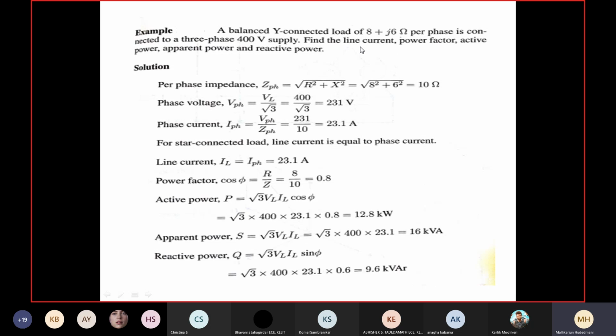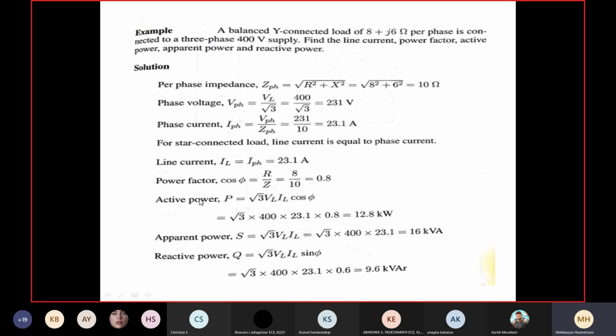Find the line current means what? You have to find a phase current first. Then connect it to line current, if it is equal, or the other way, root 3 into IPH. So, therefore, IL equal to IPH, 23.1. So, we know the power factor of the system in case of any impedance given to you, R and XL. R by Z stands as the power factor. In single phase we have studied this. The same thing, R by Z is cos phi, 0.8.